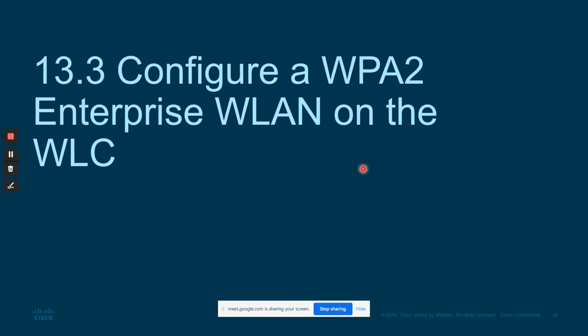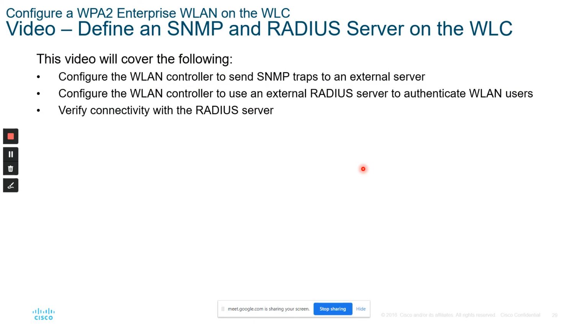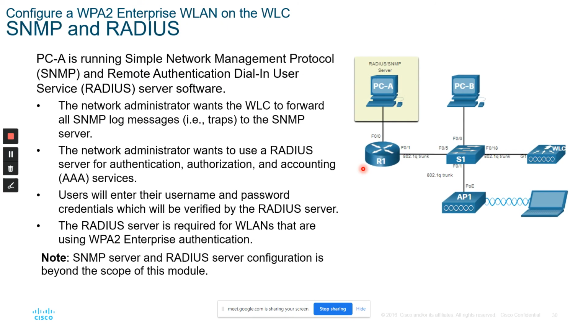Okay, the next one is configuring WPA, which is enterprise WLAN security on the WLC, which is our controller. Now we're going to look at how we can do this. For this one, we will be doing two things. We're going to be looking at SNMP, which is Simple Network Management Protocol. This is a protocol that basically manages your network messages.